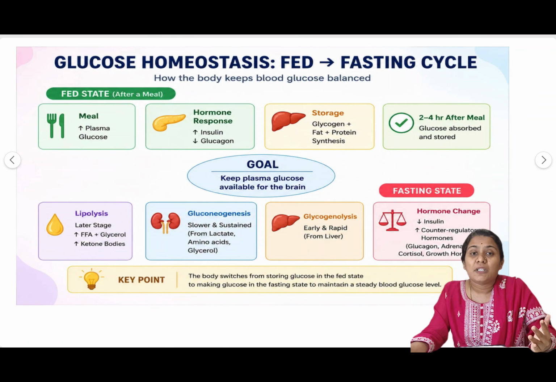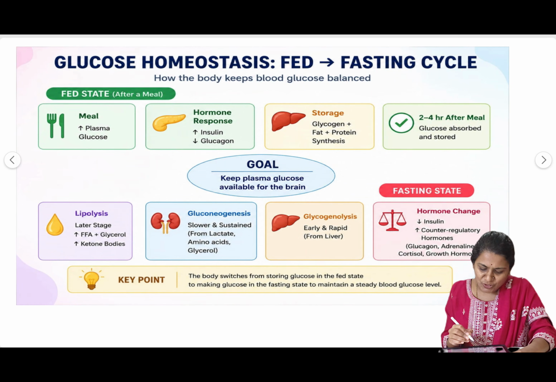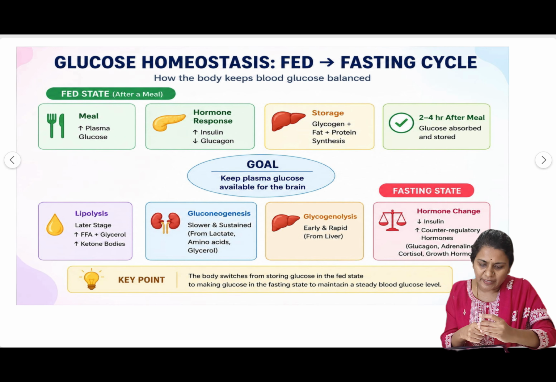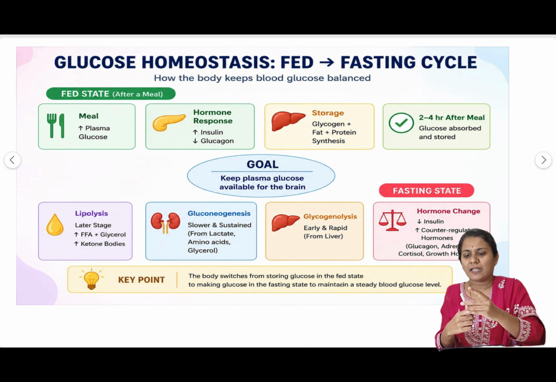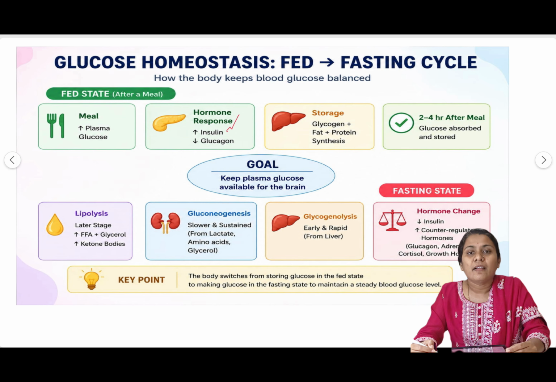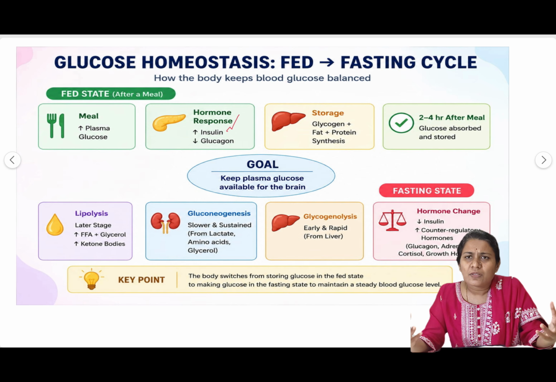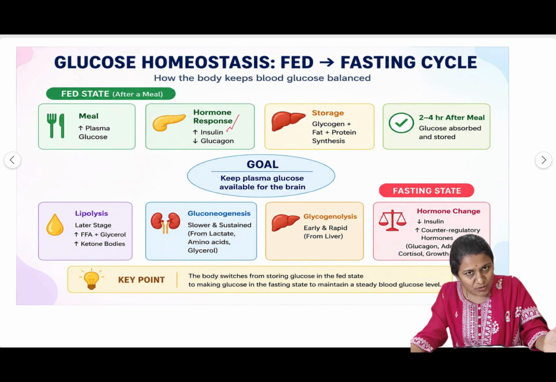So whenever there is a rise in the blood glucose level, there is an increase in the secretion of hormone insulin. Insulin is secreted. Glucagon is decreased, that is, it is in a small amount, but there is an increase in insulin hormone. Because there is so much glucose you are consuming, the glucose is converted into glycogen. Glycogen is nothing but a polymer of glucose.